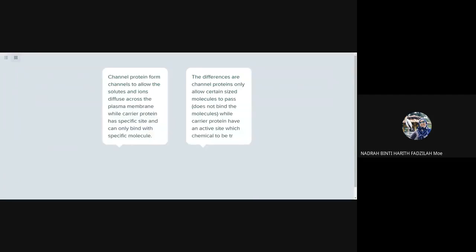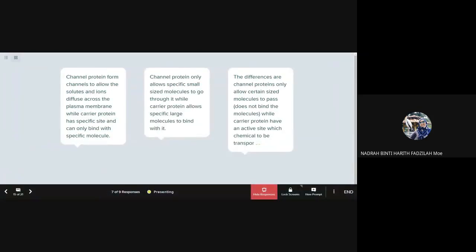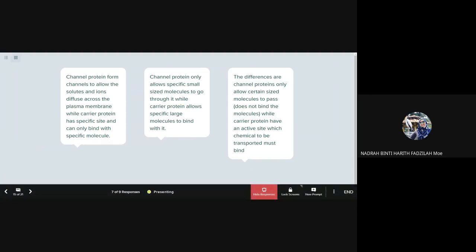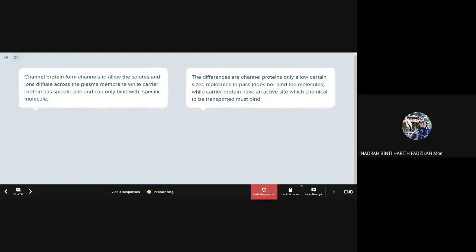Okay, ada dua konteks difference yang saya dapat lihat kat sini. Ada yang mencadangkan perbezaan dia ialah dari segi the type of substance that can go through it. For example, channel protein only allow certain molecules to pass through it, whereas carrier protein have an active site which chemical to be transported must bind. Oh, macam sama je. Sekejap. Kita boleh bagi in terms of... Kejap. There's another one here.